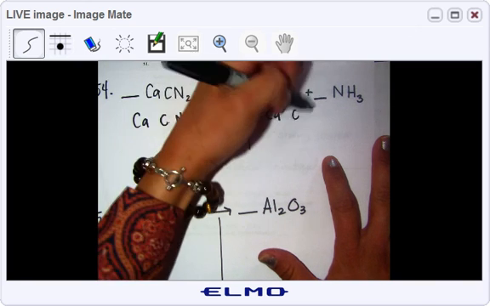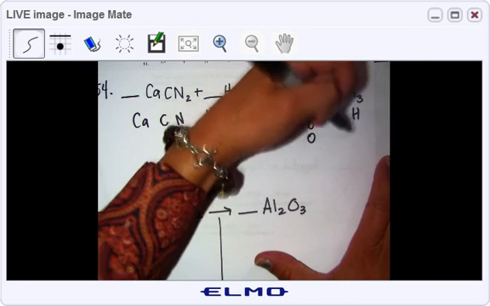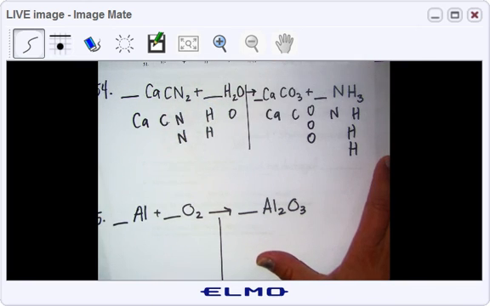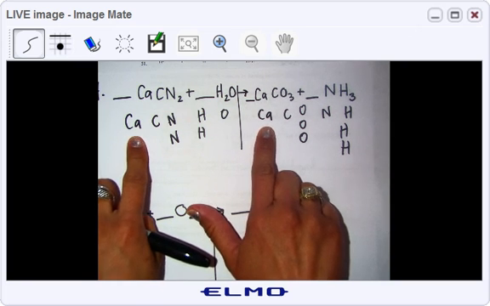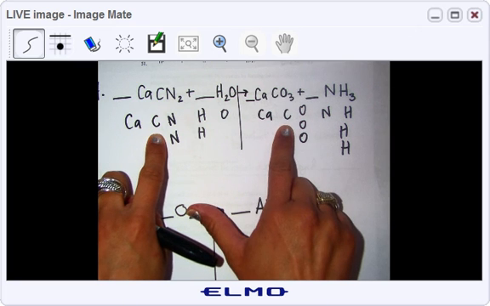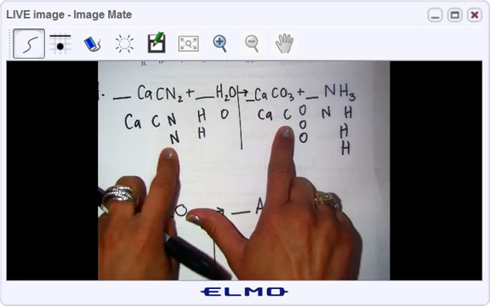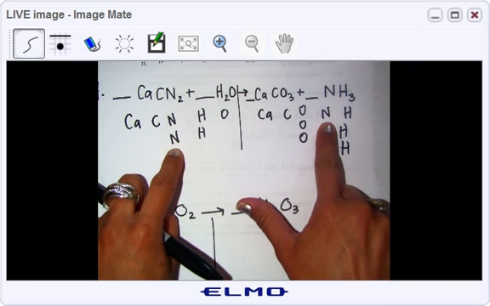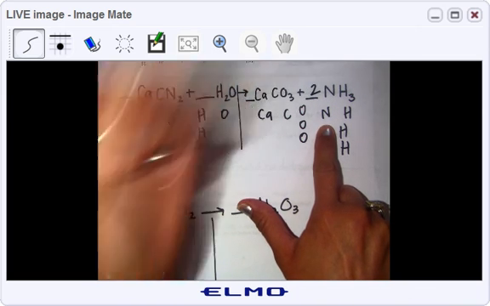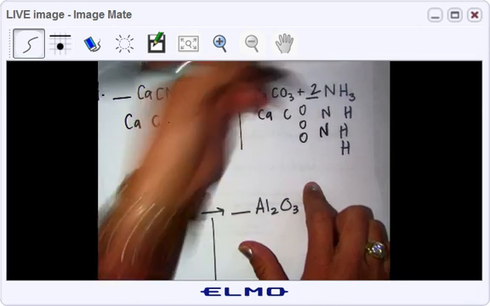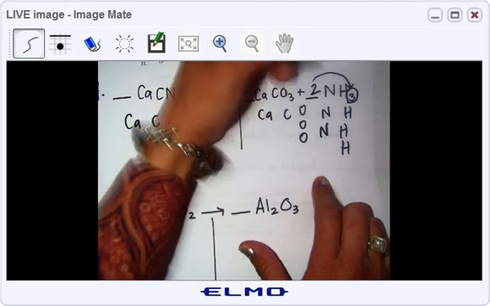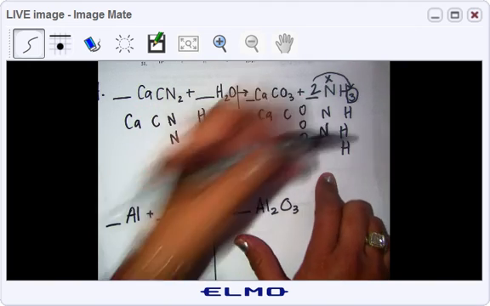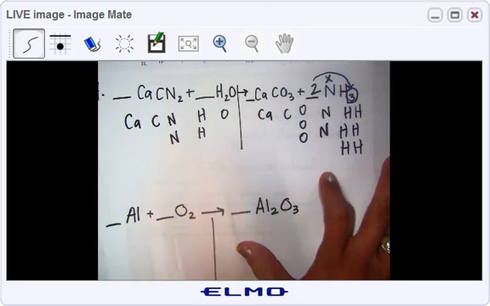This C is separate. One Ca, one Ca. One C, one C. And catch me if I make any errors. 2 N's, 1 N. Okay, so right away I need N's over here. I'm going to put a 2. By putting that 2 there, I now have 2 N's, but what did it do to my H's? How many H's do I have? 2 times 3, I now have 6 H's.